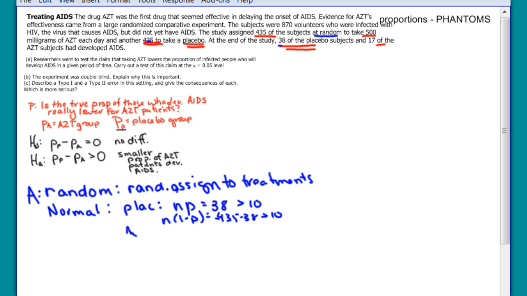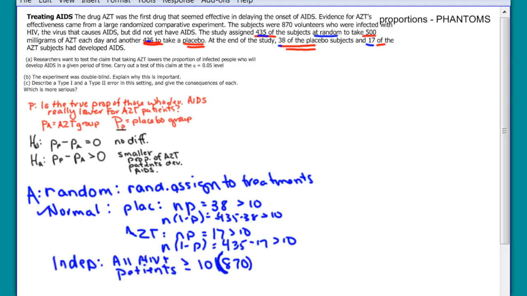For the AZT group, our np, that's the number of successes, and again, it's kind of strange that success is developing AIDS. We have 17, bigger than 10. The number of people who did not develop AIDS is going to be, what do we have? 435 minus 17, bigger than 10. So that condition is satisfied.